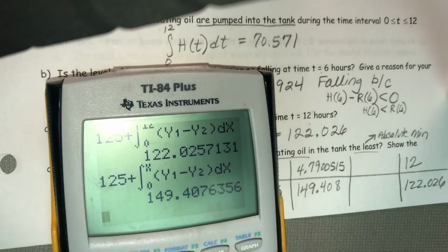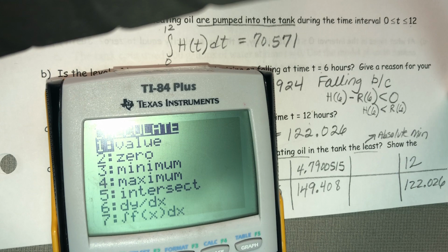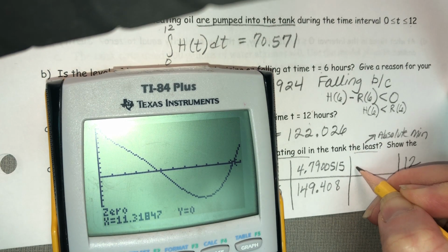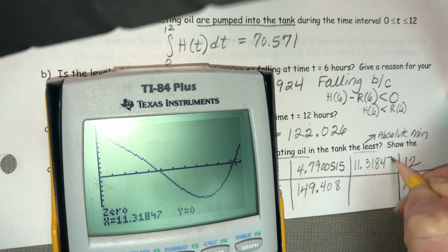So going back to the graph, I want to find this x-intercept. Second, trace button for calculate. Option 2 for 0. I'm going to scoot my little cursor just to the left side of my x-intercept. Press enter. Scoot it to the right. Press enter. Press enter when it says yes. And here's my next time value that's a critical value, 11.31847.